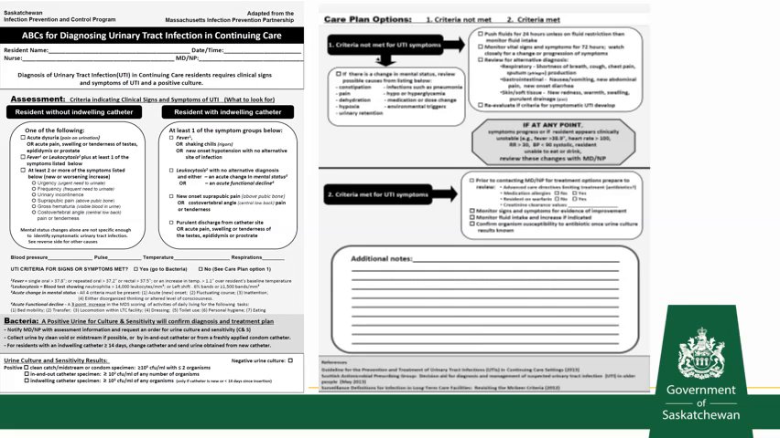Looking for these changes may be difficult to remember. To help you review these, we have developed a tool called ABCs for diagnosing urinary tract infection in continuing care. A stands for assessment, what you are looking for. B for bacteria, what you should see if they meet the criteria for a UTI in the culture and sensitivity test. C stands for a care plan to follow if the resident does not meet the criteria, but they are still unwell and need to be monitored. It also provides a care plan as to what to do if they do meet the criteria.